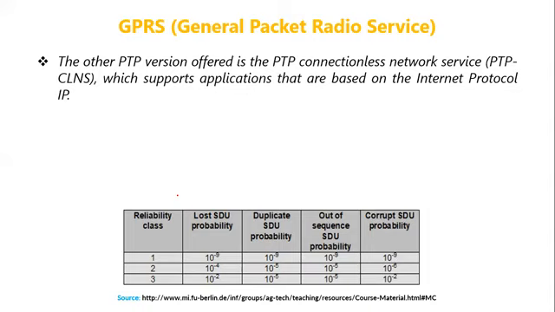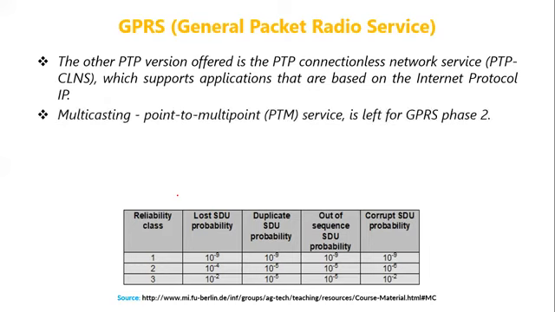This includes the ability of GPRS to maintain a virtual circuit upon change of the cell within the GSM network. So it maintains something like a virtual connection with the user. This type of service corresponds to X.25. The other PTP version offered is the PTP connectionless network service. So in point-to-point service, there are two types: connection-oriented service, called PTP CONS, and connectionless service, called PTP CLNS. This supports applications that are based on Internet protocol.